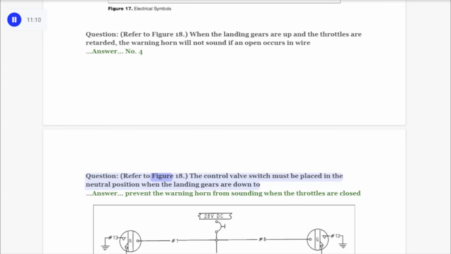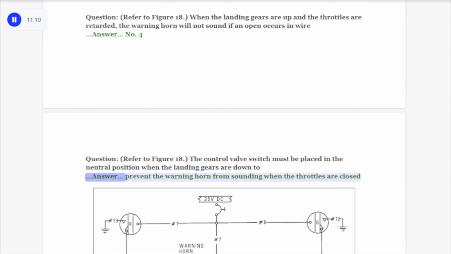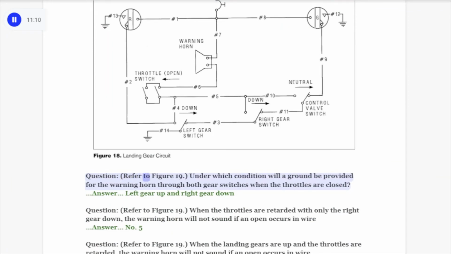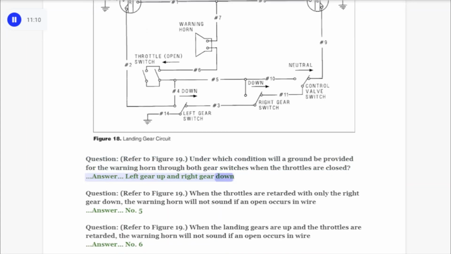Question. Refer to Figure 18. The control valve switch must be placed in the neutral position when the landing gears are down to. Answer. Prevent the warning horn from sounding when the throttles are closed. Question. Refer to Figure 19. Under which condition will a ground be provided for the warning horn through both gear switches when the throttles are closed? Answer. Left gear up and right gear down.